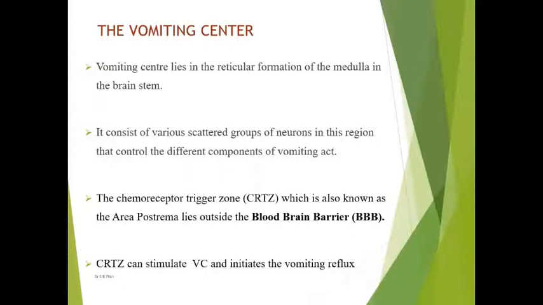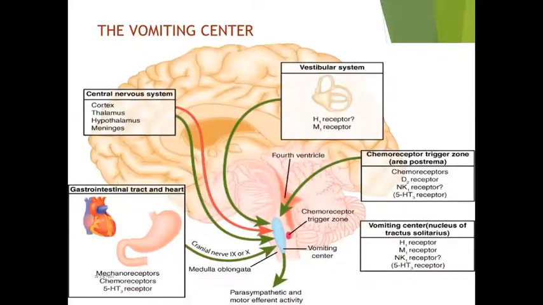So the chemoreceptor trigger zone can also stimulate the vomiting center and initiate the vomiting reflex. So there is a connection, like I said. The vomiting center is part of the reticular formation that is found in the medulla of the brainstem. You can see here, this is the vomiting center. Then the vomiting center is receiving stimuli from different organs or different systems of the body. There are a lot of systems that can stimulate the vomiting center.